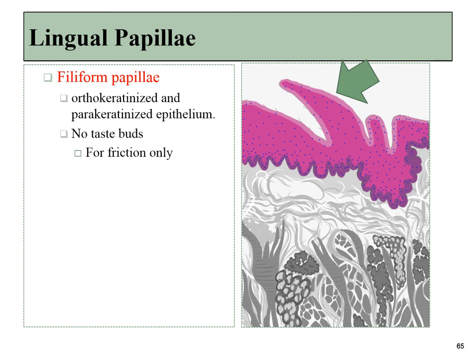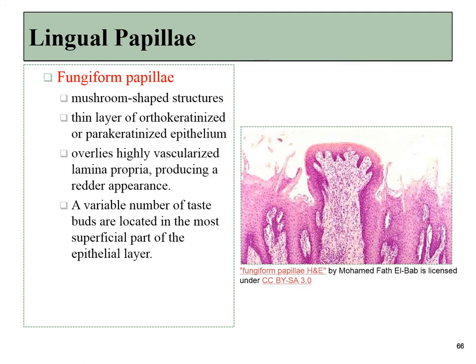The filiform papillae are partially keratinized epithelial cells that form tooth-like or scale-like structures that provide friction on the surface of the tongue. There are no taste buds in these regions. The fungiform papillae are mushroom-shaped structures on the surface of the tongue, and these contain as well a partially keratinized epithelium, as well as taste buds, and a significant amount of vascularization underneath the mucosa.